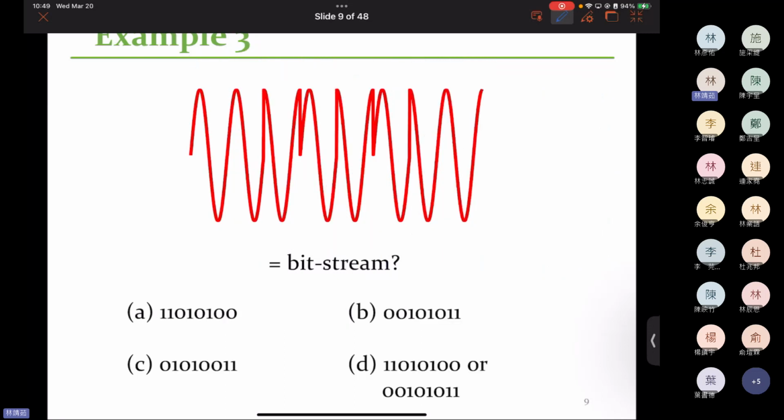Okay, so the third example is a little bit not so intuitive, but it's still reasonable. We still have some fixed boundary here.